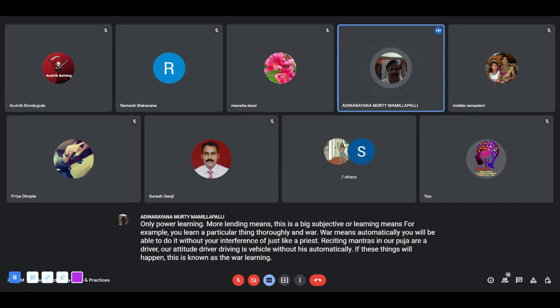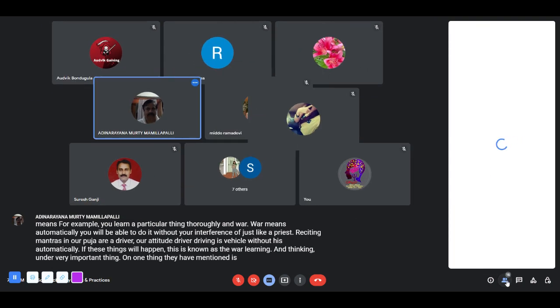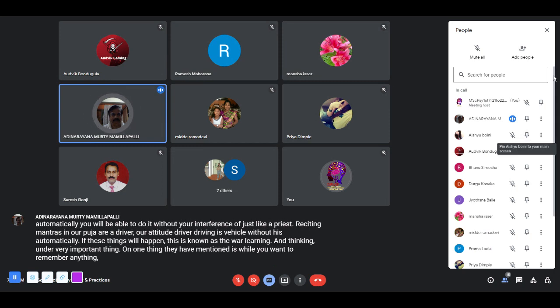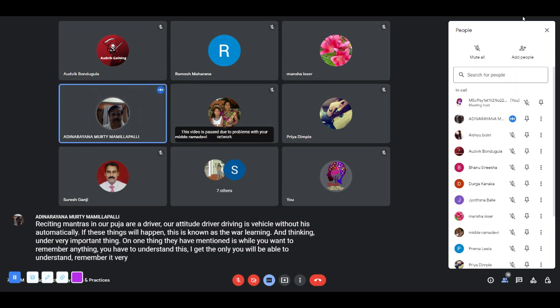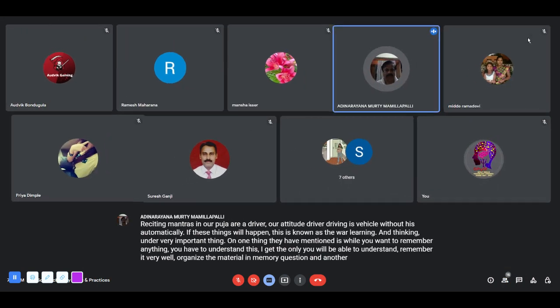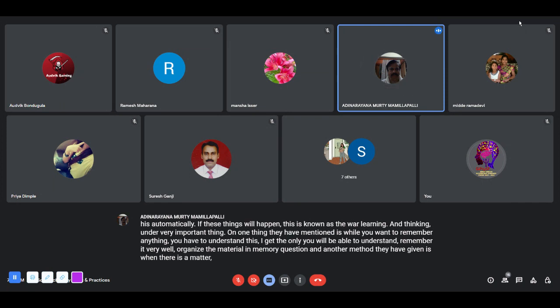And thinking. A very important thing they have mentioned is, when you want to remember anything, you have to understand the subject, then only you will be able to remember it very well. Organize the material in memory. Question: another method they have given is, when there is a matter, you read it, you put some questions, you try to elicit some answers, then you will remember it very well.